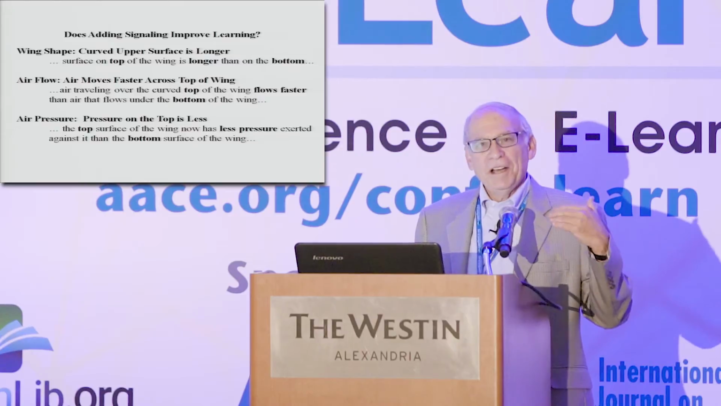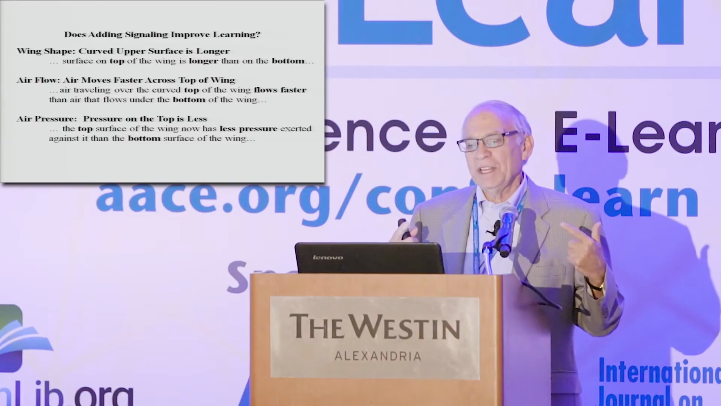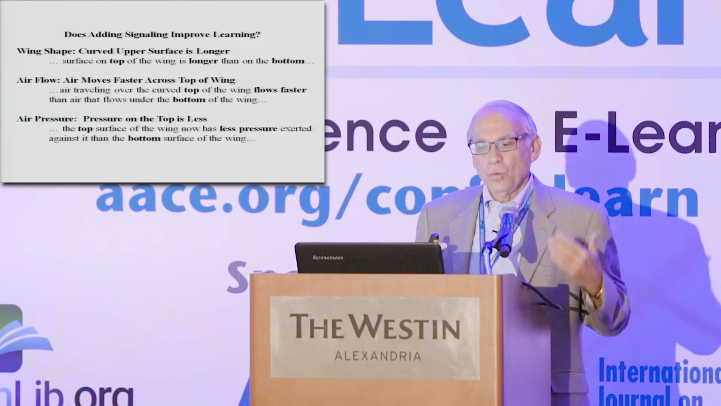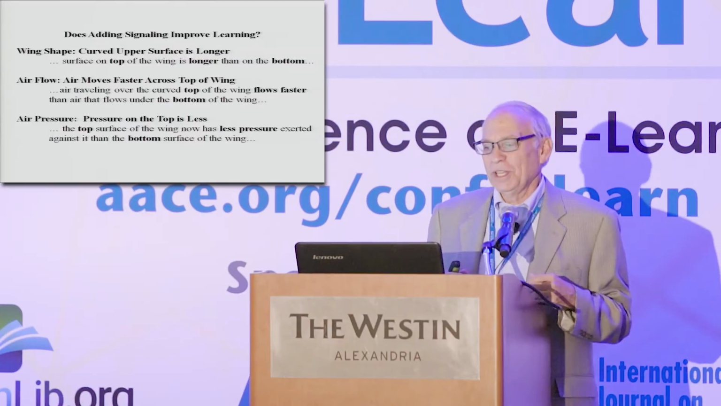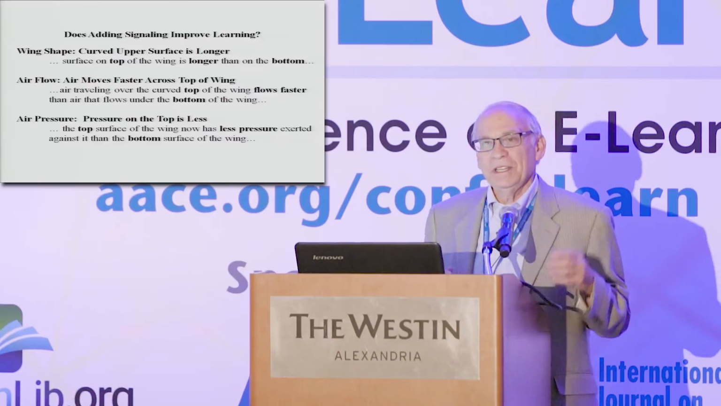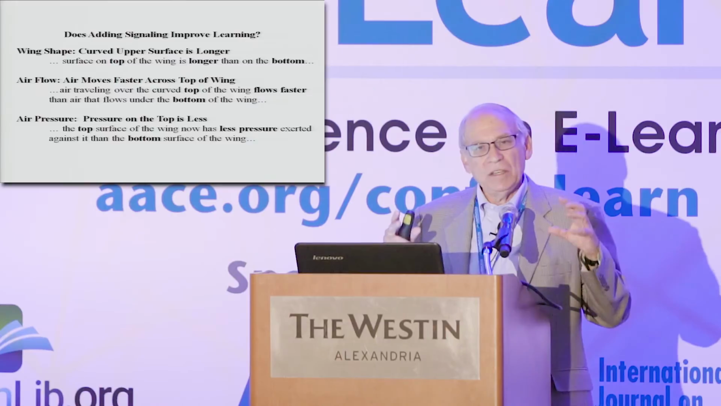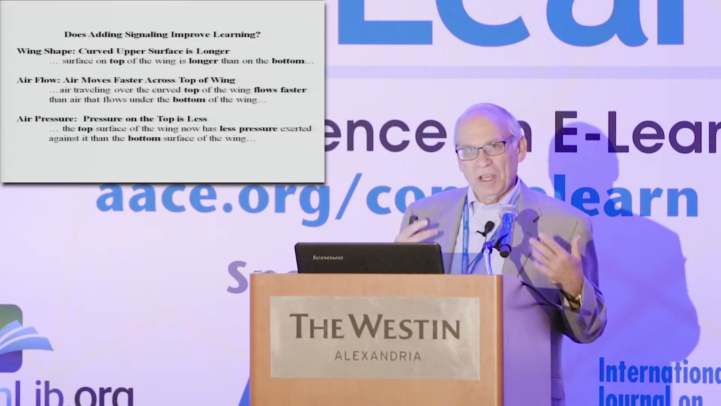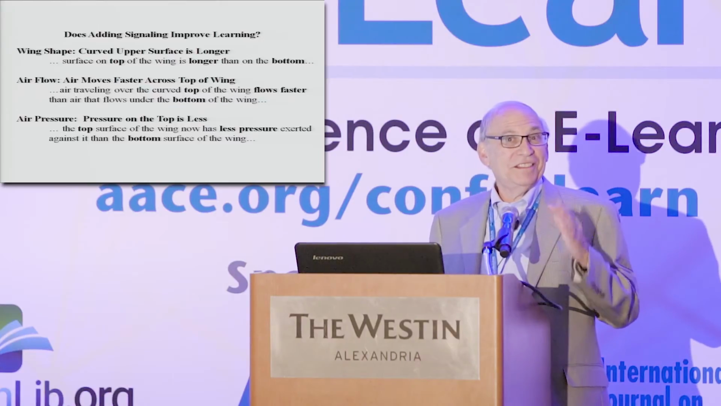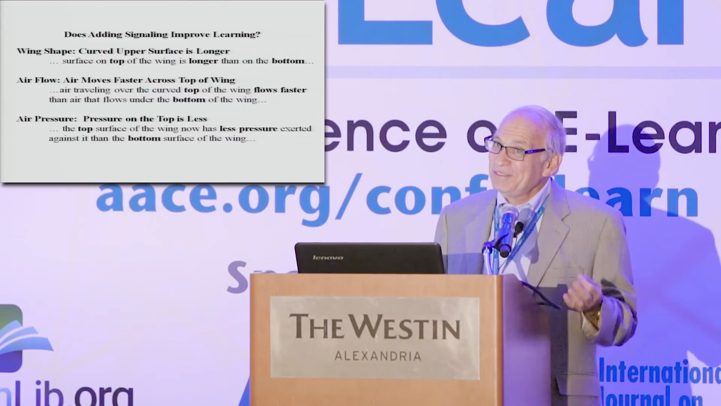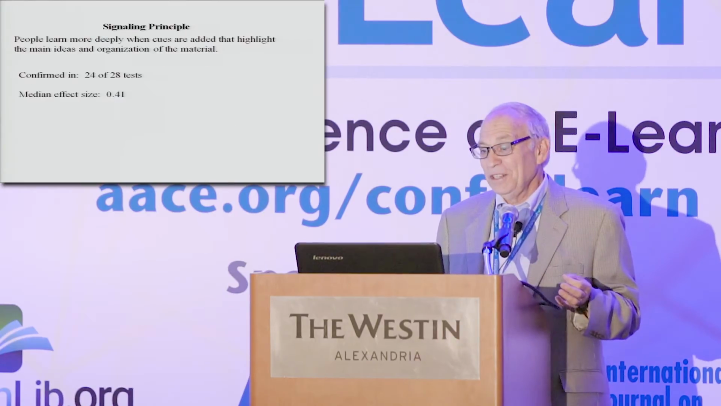What we do is stress with our voice the key information. So the narrator would say, wing shape, curved upper surface is longer. And the surface on top of the wing is longer than on the bottom. That's the form of signaling I'm talking about here, just emphasizing the key words, the key concepts by stress in voice. Doing something as simple as that doesn't add any more words, but it shows you which words to focus on, and helps people learn better.